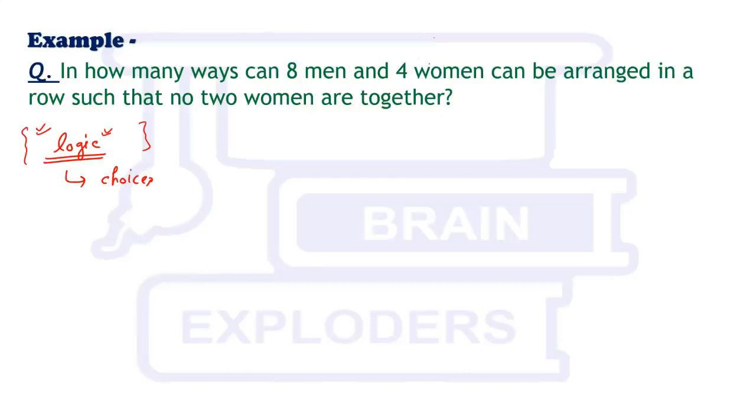So what will we do here? First we will arrange 8 men in a specific order: 1, 2, 3, 4, 5, 6, 7 and 8, and in between the men we will arrange women. One woman maybe on the right, one maybe on the left. There cannot be two women on the left. Why? Because in that case they will be together. So in this way we will do the question.